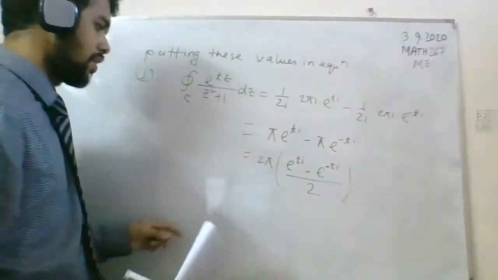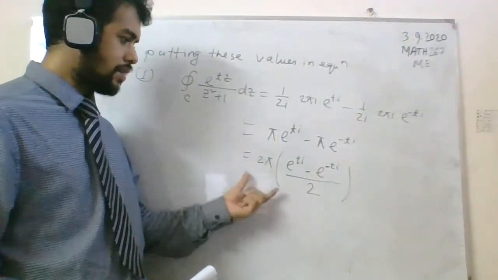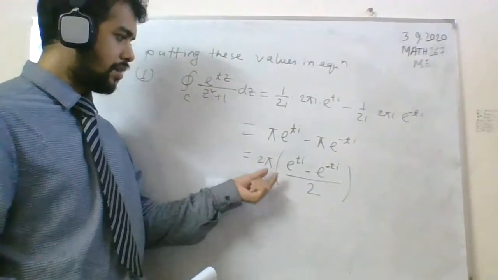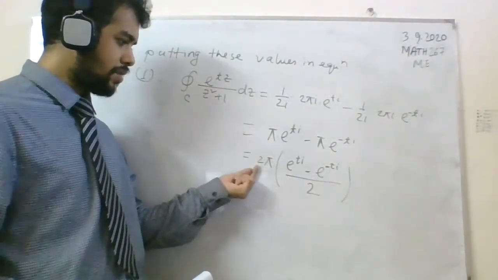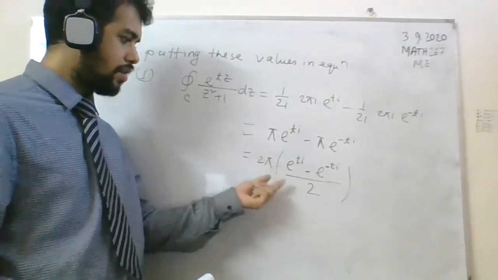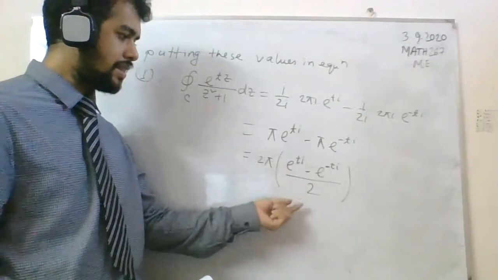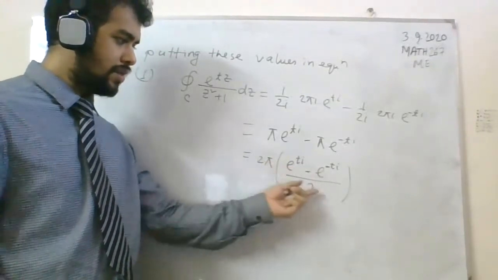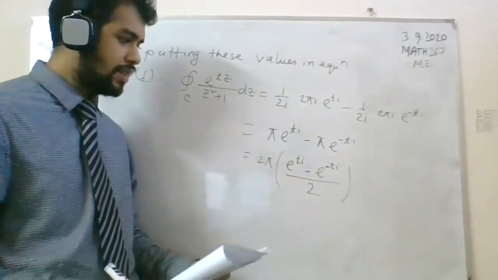So just multiply by 2 and divide it by 2. You can get this term, which is 2 pi. At first, this comes pi, and then just multiply 2 and divide it by 2. You can get 2 pi times e to the power ti minus e to the power minus ti by 2. So, do you remember about this thing? e to the power ti minus e to the power minus ti divided by 2.